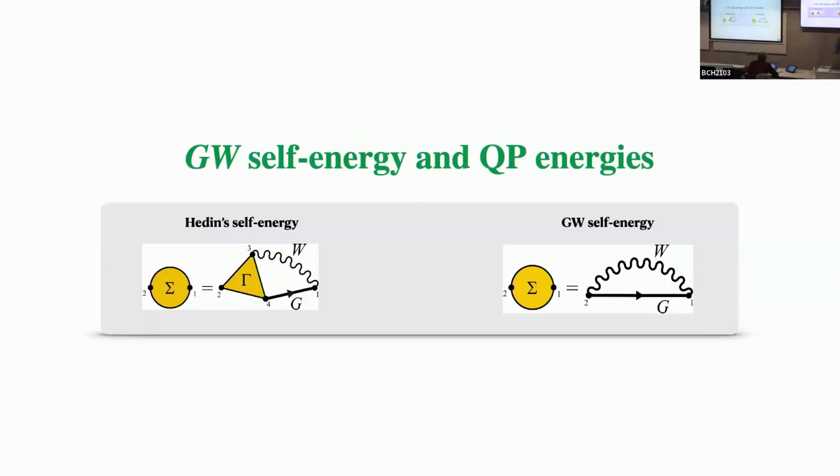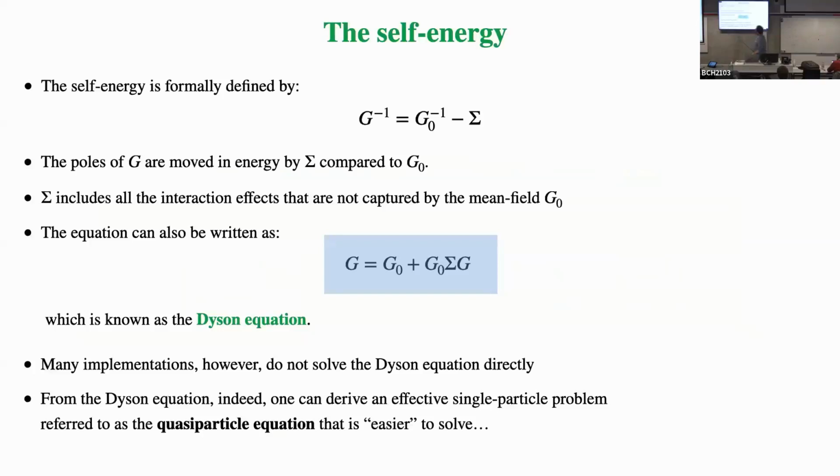And now I would like to discuss the computation of the GW self-energy and the quasi-particle corrections. So this is Hedin's self-energy with the vertex, and we assume that gamma is equal to 2 delta functions, and this is the GW expression. We have already seen the physical interpretation of the self-energy, and in particular the Dyson equation that connects the Kohn-Sham mean field Green's function G naught to the fully interacting G.